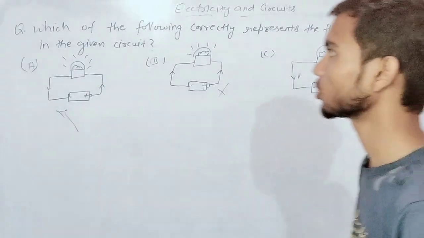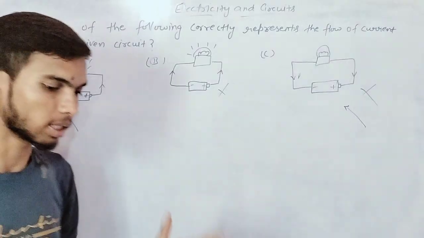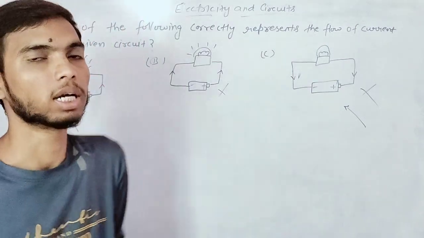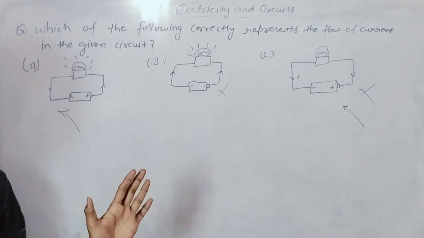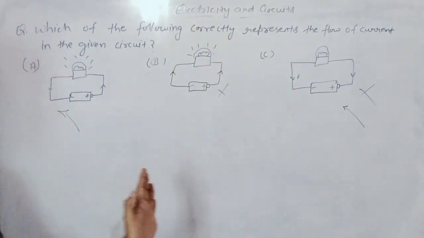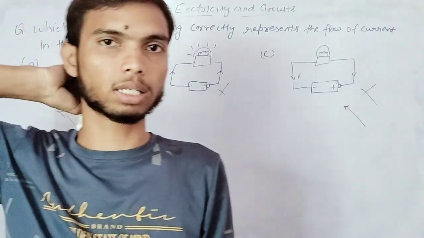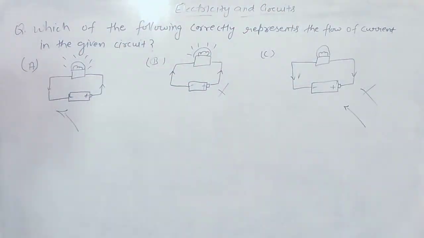So A is the correct answer for this question. A is saying that the flow of current is in the right direction. Electrons started running from the positive terminal. It is ending on the negative terminal. Then it is again starting from the positive terminal.